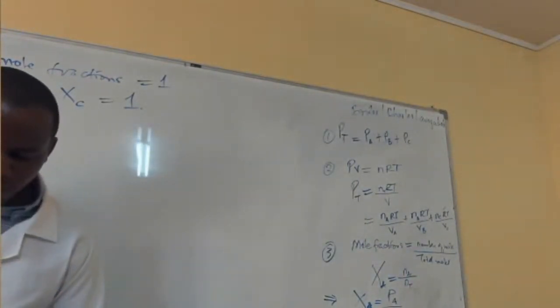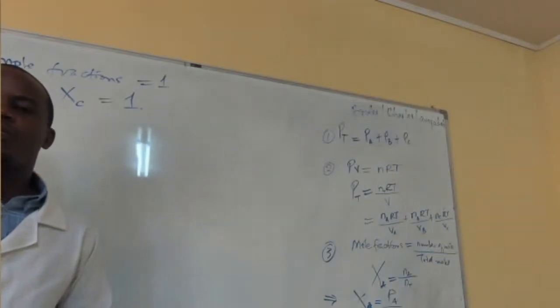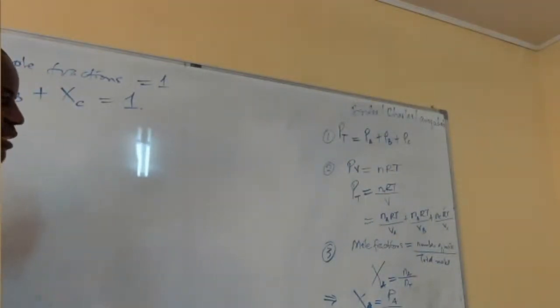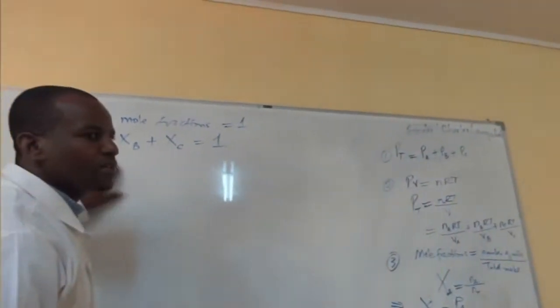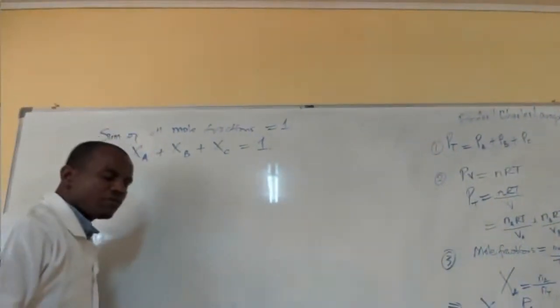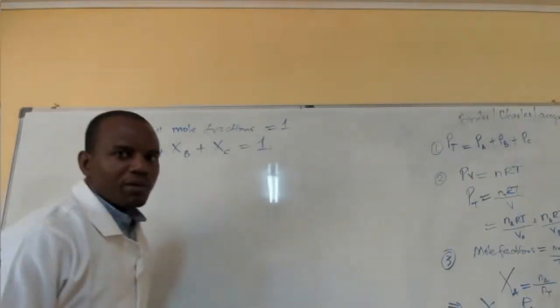Sometimes you can be given a question that is in terms of percentages. So the percentages could actually be the mole fraction. If I say gas A is 35%, gas B is 25%, what would be the mole ratio of gas C? You just need to add the two. 35 plus 25 gives 60, meaning that gas C is 40%. As fractions, 35 is 0.35, 25 is 0.25, and 40 is 0.4.